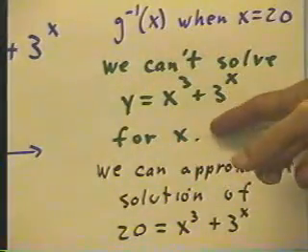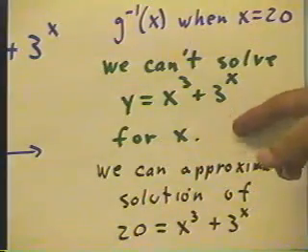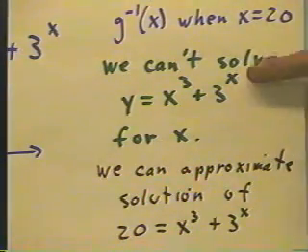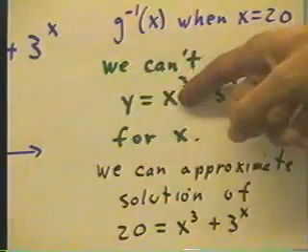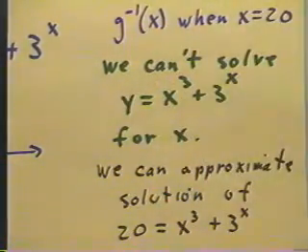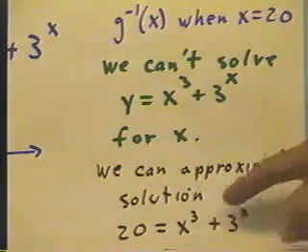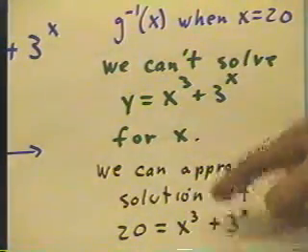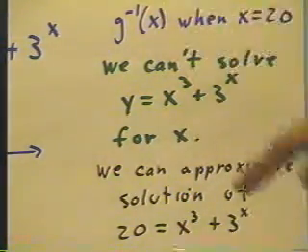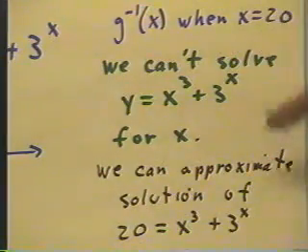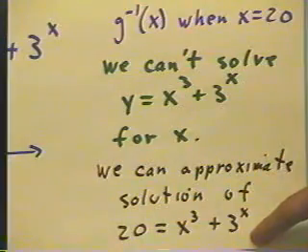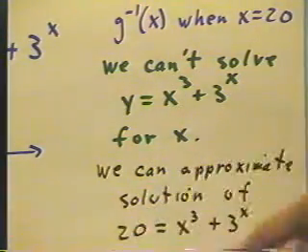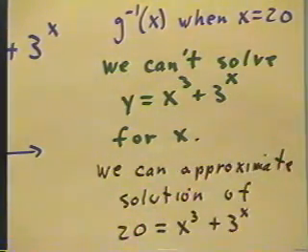Okay, we can't solve this. It's not just that we don't know enough, we know that we'll never know enough to solve this in the sense of writing down some formula for x in terms of y. Can't be done. So what we do is we approximate the solution of the equation. Okay, when x equals 20, what's g inverse of x? Well, you know that when you turn this around, you're going to want the x value such that this function equals 20. And we can solve this by approximating.